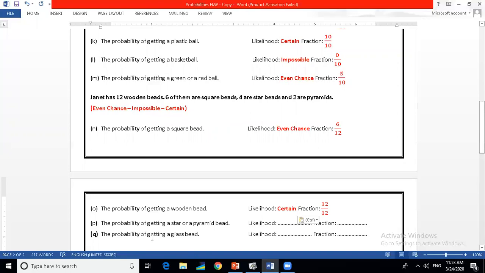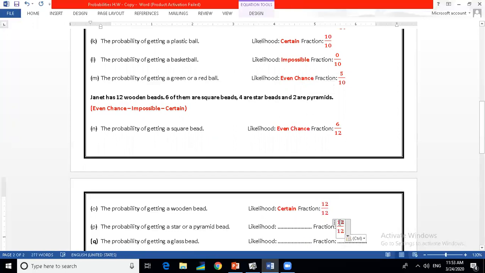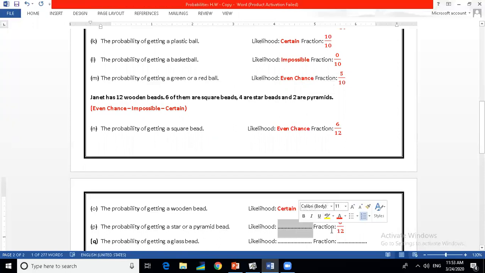P, the probability of getting a star or a pyramid bead. A star or a pyramid bead is going to be, let's count them. Stars are 4. Pyramids are 2. So it's going to be 6. 4 plus 2 is 6. 6 out of how many? Is 6 out of 12. The likelihood, well, it's exactly half, which is going to be even chance.